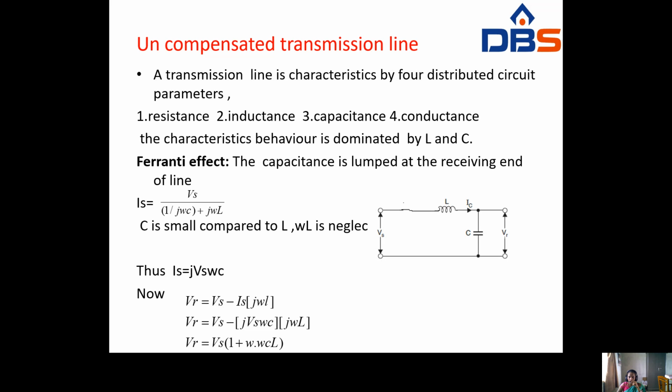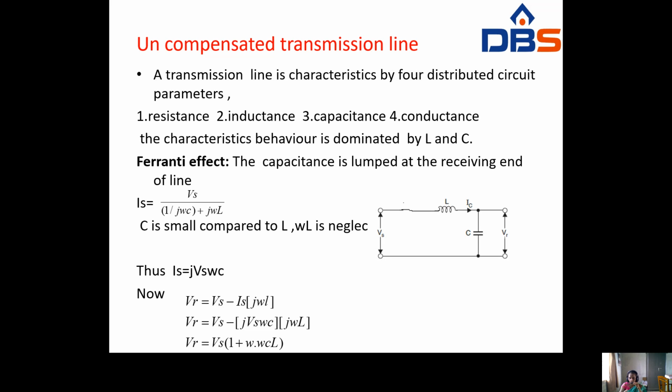In an uncompensated transmission line, a transmission line is characterized by four distributed circuit parameters: resistance, inductance, capacitance and conductance. The characteristic behavior is dominated by L and C, inductance and capacitance. Here the Ferranti effect means the receiving end voltage will be greater than the sending end voltage. This is the Ferranti effect.